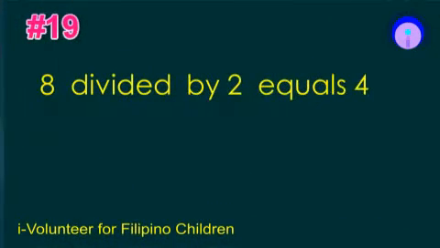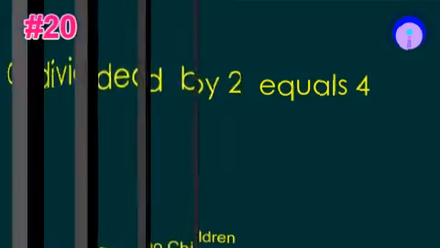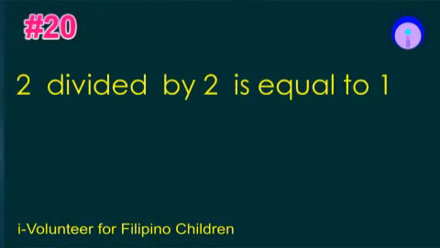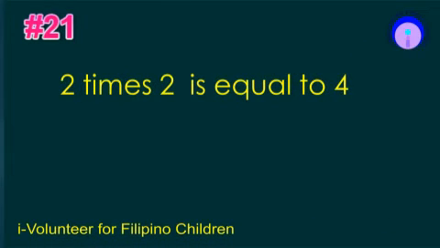Number 19. 8 divided by 2 equals 4. Number 20. 2 divided by 2 is equal to 1. Number 21. 2 times 2 is equal to 4.